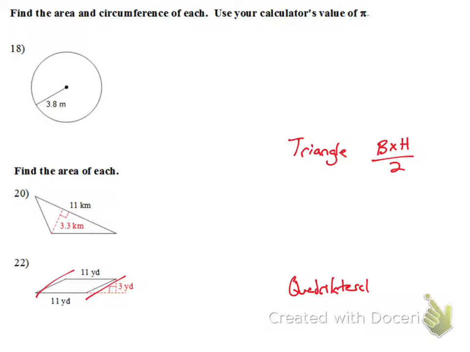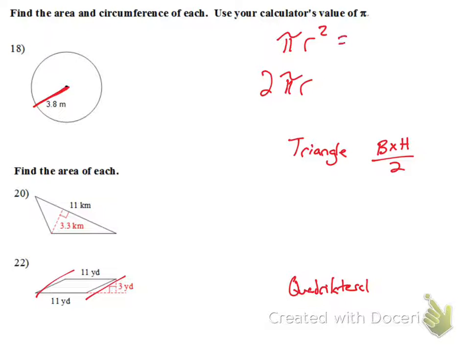18, area and circumference. So we want to know the area and circumference of 18. And for 18, we want to use the actual value, we're not putting it in terms of pi. So the area of a circle is pi r squared. I remember that because in area, you always have to leave it in terms of squared. And then circumference is just 2 pi r. Remember that r is the radius, and that is half the diameter. So that's just 3.8 right there.